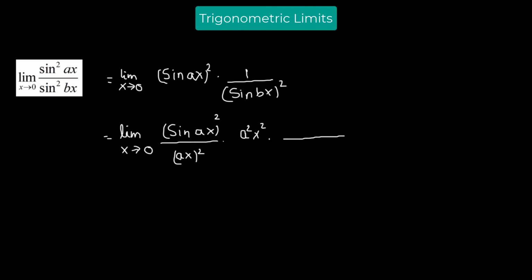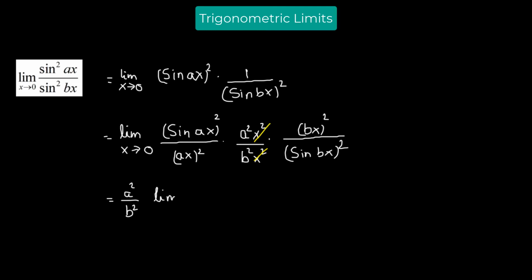So we have sine bx whole squared in the denominator. Now we're going to multiply it by bx whole squared and divide it by b squared x squared. Now we can get rid of the x squared term from both the numerator and the denominator, and we can evaluate the limits. So our limit will be, so a squared over b squared being a constant, we write it in front of the limit.